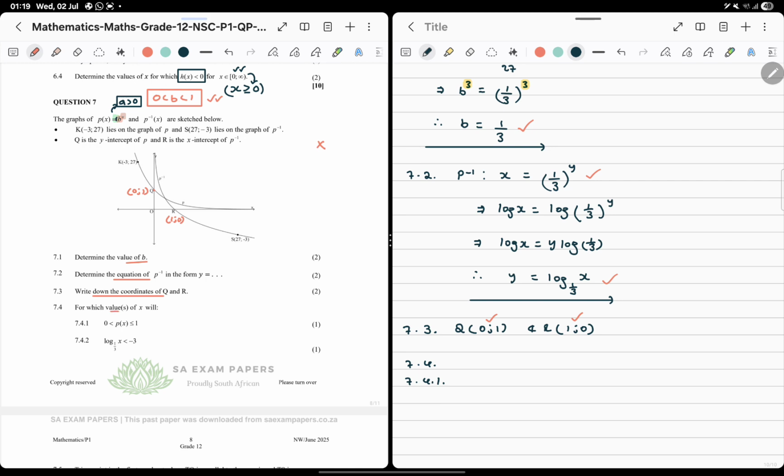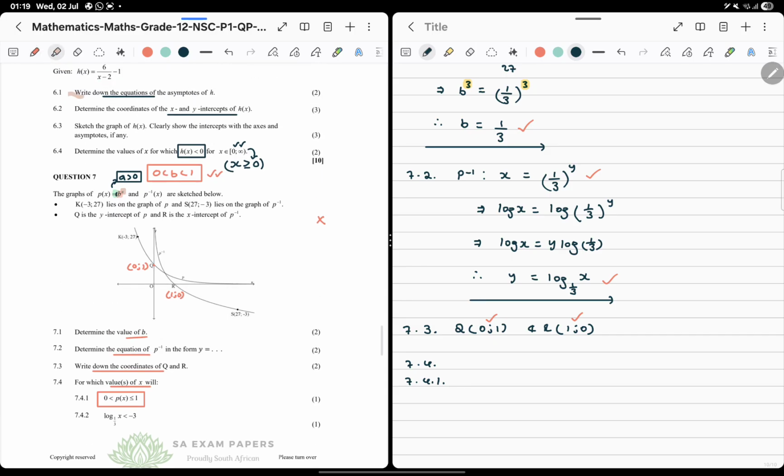7.4.1. It says, for which value or values of x will this be the case? Okay. Now let's look at p. We're saying p of x is less than or equal to 1, but greater than 0. So this happens here, right?